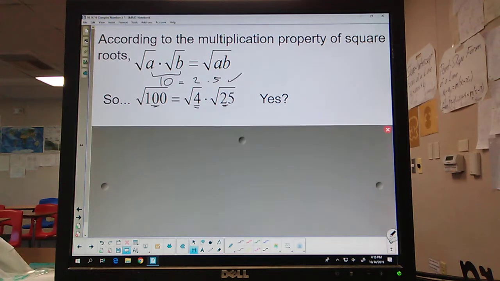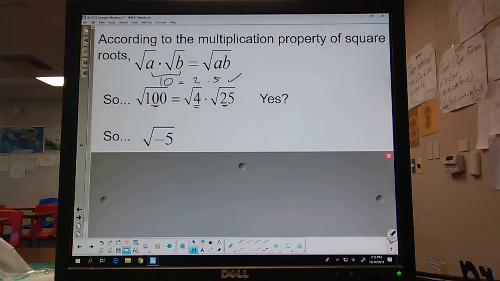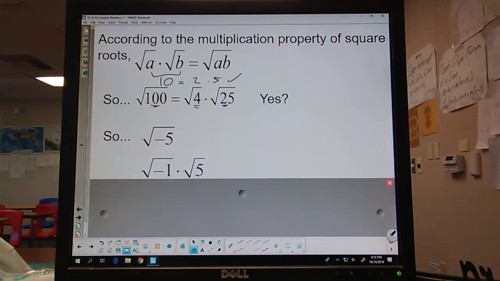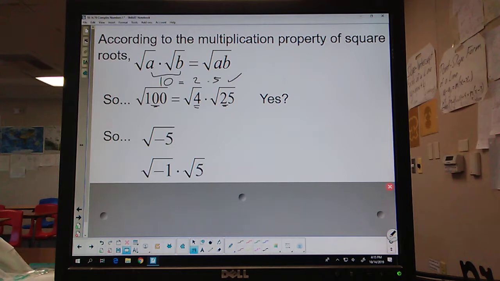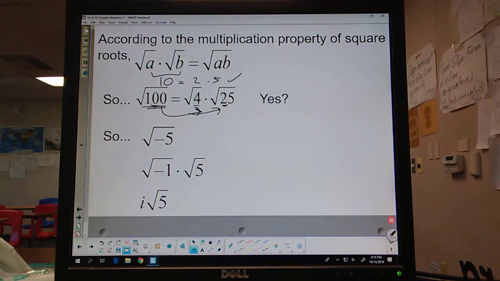It checks out. So how would you deal with something like this, the square root of -5? Uh-oh. Well, you can break it up, so to speak, or turn it into a multiplication problem of radical -1 times radical 5. Just like my 100 can be broken up into 4 and 25. But what do we know about the square root of -1? Well, hopefully you wrote down that it's i and then times radical 5. So you simplify that like that right there.